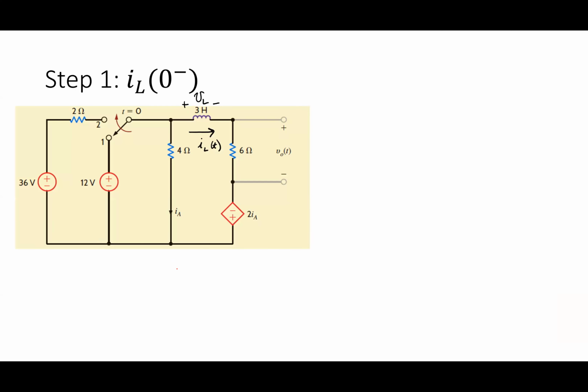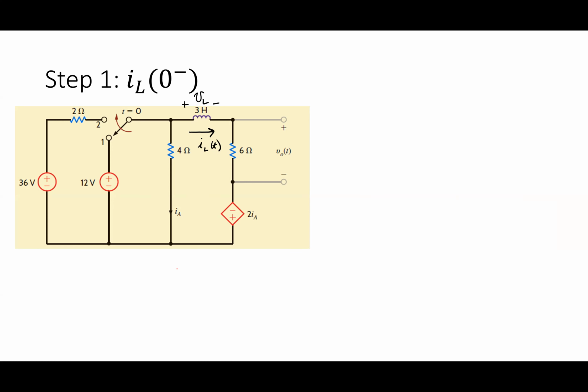So step 1, find IL of 0 minus. What do I do? Help me out. Cry a lot. It's an ugly circuit. What's the first thing to do? Short out the inductor, right? What about the switches? Yeah, leave the switch alone. Like, leave it just like it is in that picture right there, right?